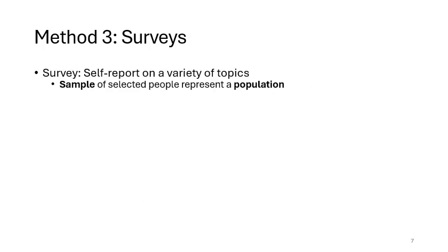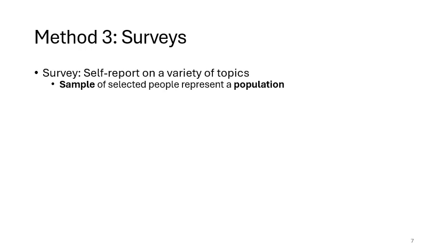A third method is surveys. Self-report on a variety of topics. Typically, a survey gets a sample of people. So they can't get the entire population, which means every individual in the group. Instead, they just get a sample to represent that population.